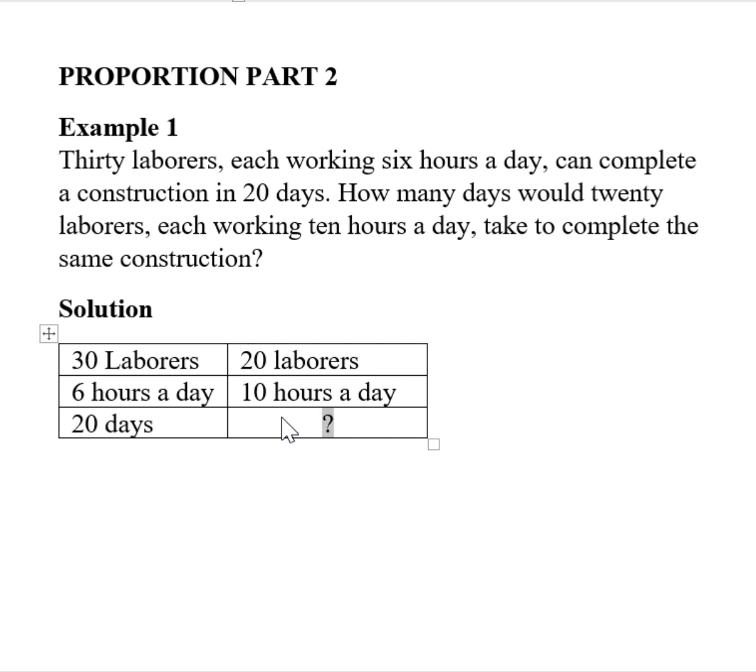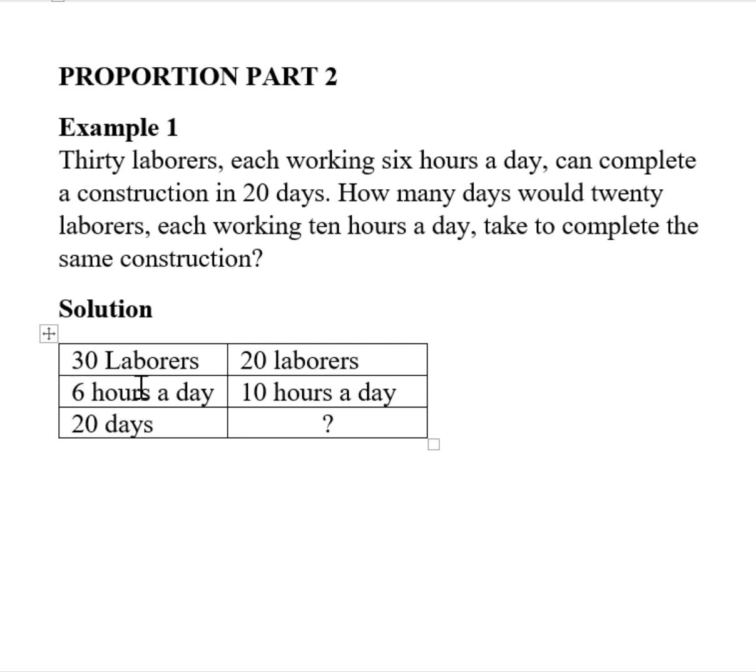That's the question. You see, I've written the information pertaining to laborers here, hours a day, and this is meant for days. And the first thing we do in our effort to calculate the answer, we come up with ratios using these two quantities, the ones which are given on both sides, and we relate them to get the corresponding ratios for the number of days.